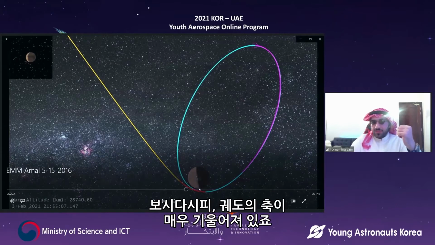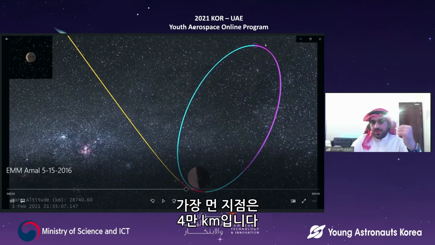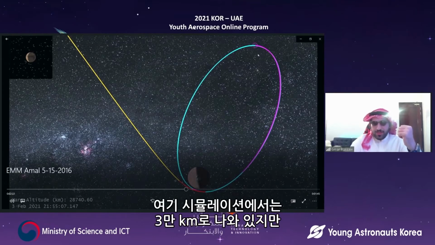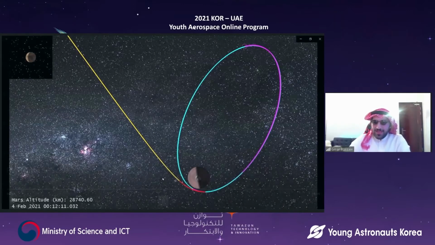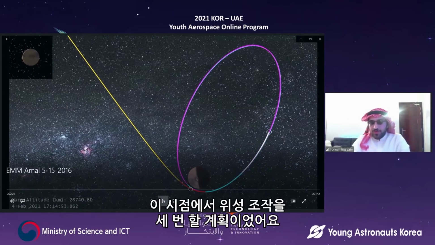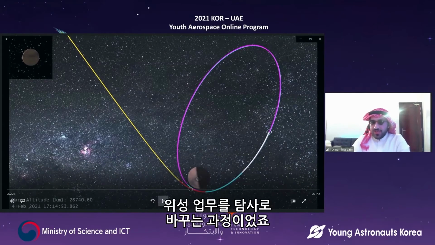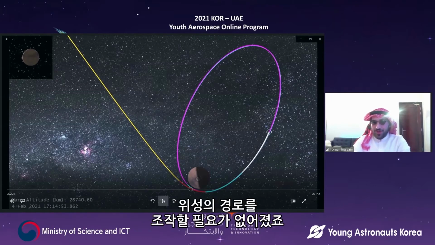So as you can see, this orbit is really eccentric. Our periapsis, our lowest point is 500 kilometers from the surface, and our highest point is 40,000 kilometers. Here it's 30 kilometers in the simulation, but in real life it was 40,000. So yeah, what we did here, we planned actually for 3 maneuvers, what we call transition to science maneuvers. However, we did 1 maneuver and we found out that we were in a proper orbit around Mars, so we do not require any more maneuvers.